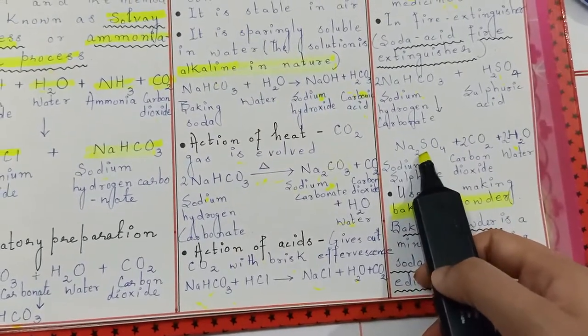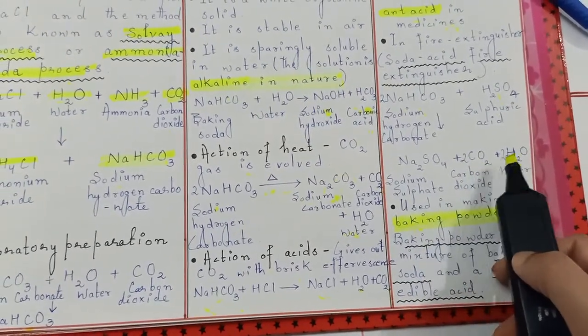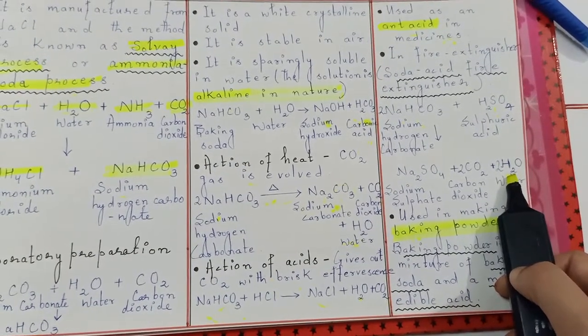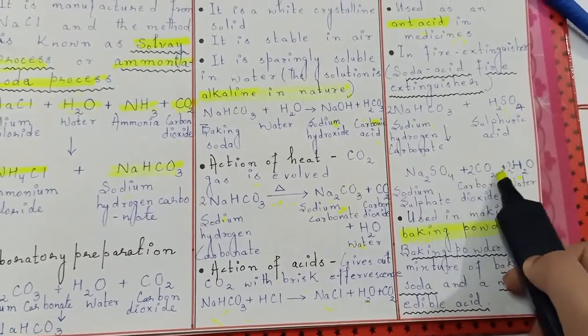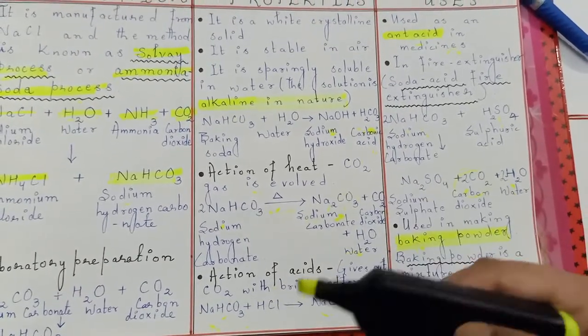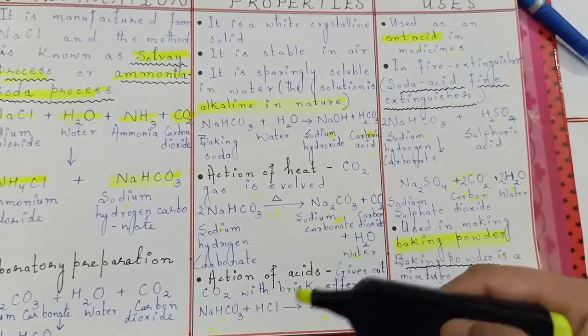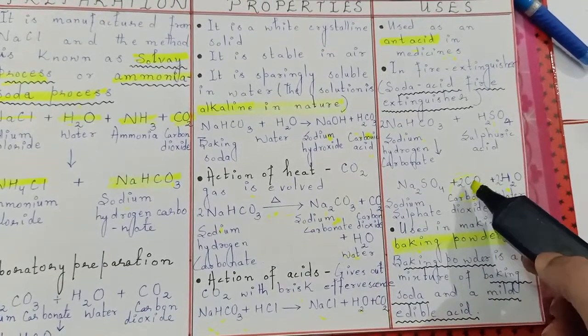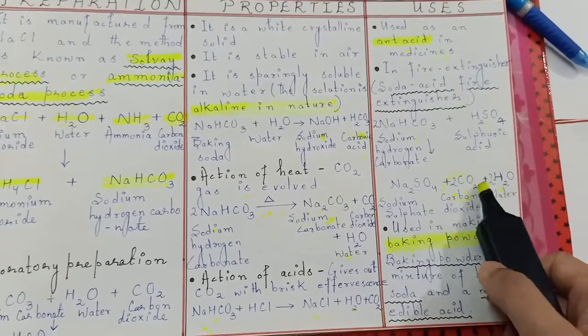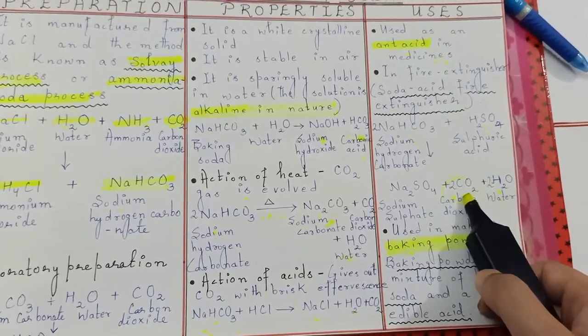Now what kind of reaction takes place? Sodium sulfate is produced, carbon dioxide gas is produced, and water is also produced as one of the products. Now what is the role of this carbon dioxide? This carbon dioxide makes an envelope around the burning substance, thereby cutting off the supply of oxygen gas.